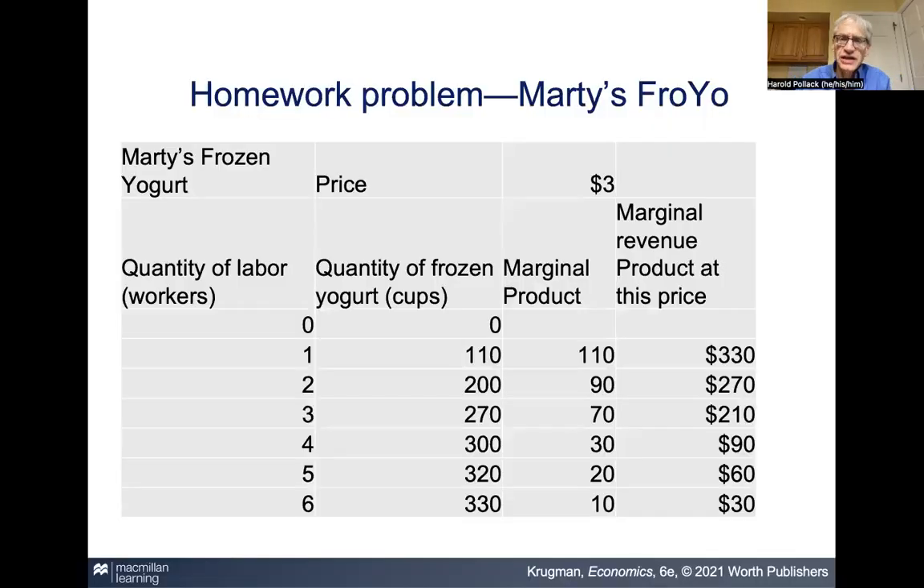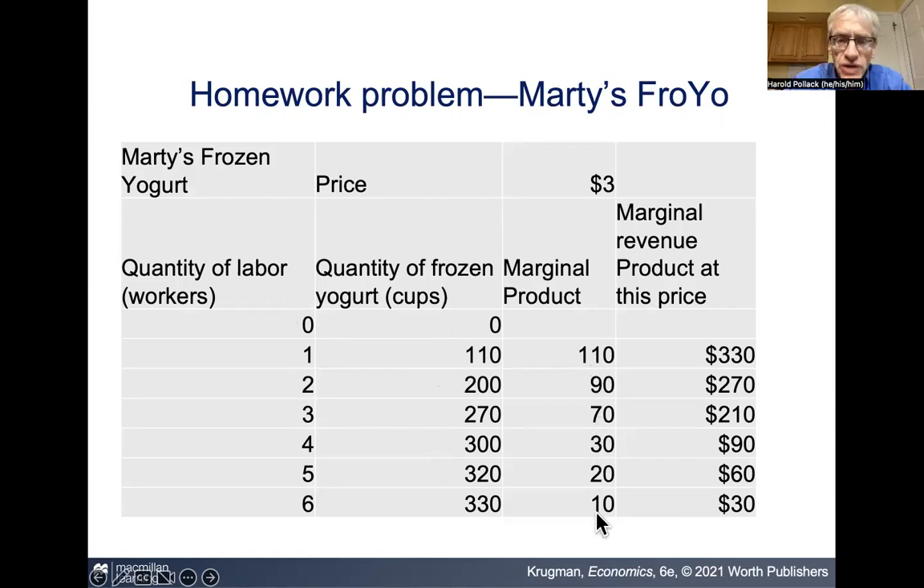Here's a homework problem that kind of illustrates that. This is Marty's frozen yogurt. So you can see that, here's the quantity of labor, quantity of frozen yogurt. There's a bunch of stuff that's not changing in the frozen yogurt store. So the first worker marginal product is 110. The second worker, you get more, but you only get 90 more, and then 70, 30, 20, 10.